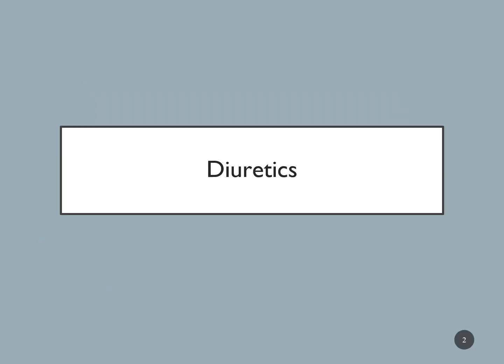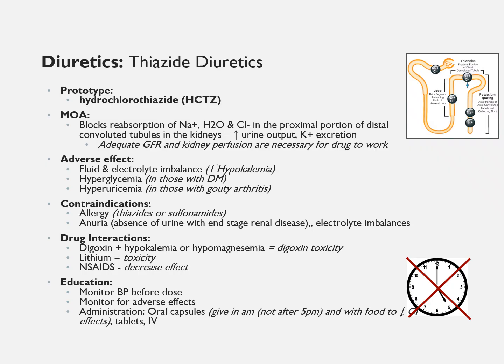Our first part of elimination is diuretics. What are diuretics? Diuretics increase urinary output by acting on different parts of the nephron. They are commonly used to manage hypertension, edema, and heart failure. Because they alter fluid and electrolyte balance, they need to be monitored very closely. There are three types of diuretics we're going to be covering.